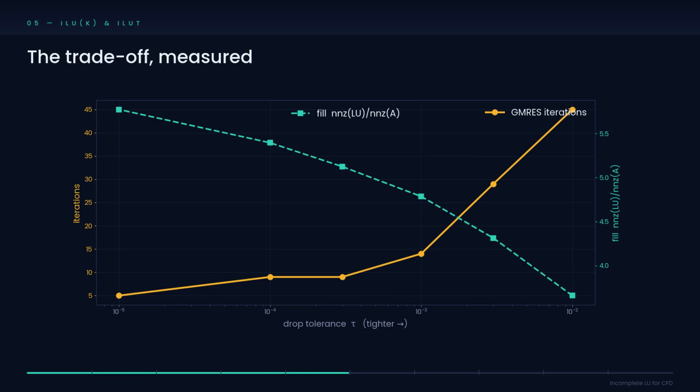And here is that dial plotted against what it buys. Iteration count in orange, fill in teal, as tau decreases from left to right. Loosening tau to 100th costs 4 to 5 iterations. Tightening it to 10 to the -4 costs about 50% more memory and takes you to 9. Beyond that, the curve flattens. You are paying for accuracy the Krylov method no longer needs.